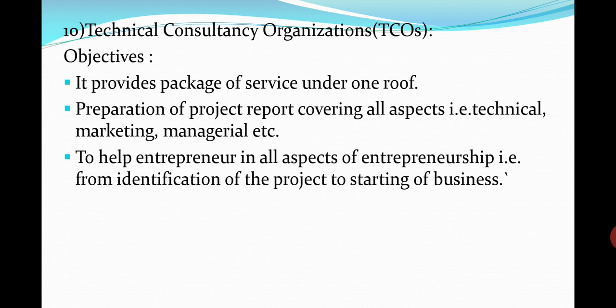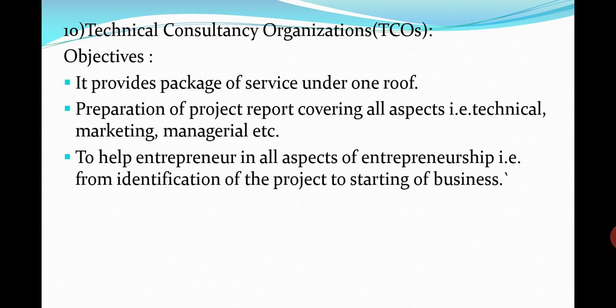Let us know about one of the major institutions called Technical Consultancy Organizations, popularly called TCOs. These organizations are established by the various state governments and the main objective is to provide consultancy services to new entrepreneurs at a cheaper rate. The TCO is a network at the national level.